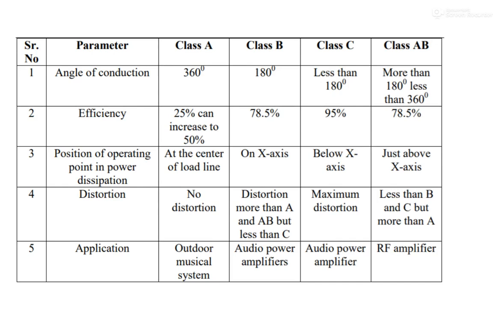Hello class, in today's video we are going to learn about a power amplifier comparison based on their operating point, conduction cycle, efficiency and applications. Here in this table we have the parameters: angle of conduction, which we can easily convert into cycle, then efficiency, position of operating point, power distortions and application.